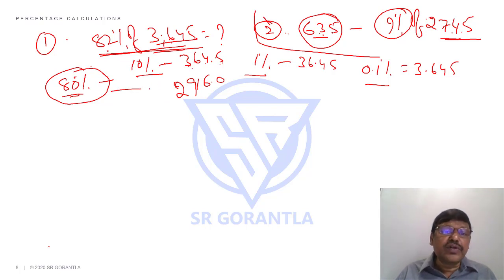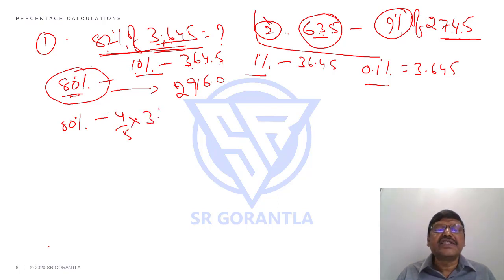This is one method: calculating 10% and doing it. Another method, students: you all know 80% is nothing but the fraction 4 by 5, so 4/5 of 3645. Right? So what happens? 5 7s 35. 5 2s, 5 9s, 4 7s 29. So how much is it? 2916. You can multiply: 4 9s 36, 11, 29, 2916.